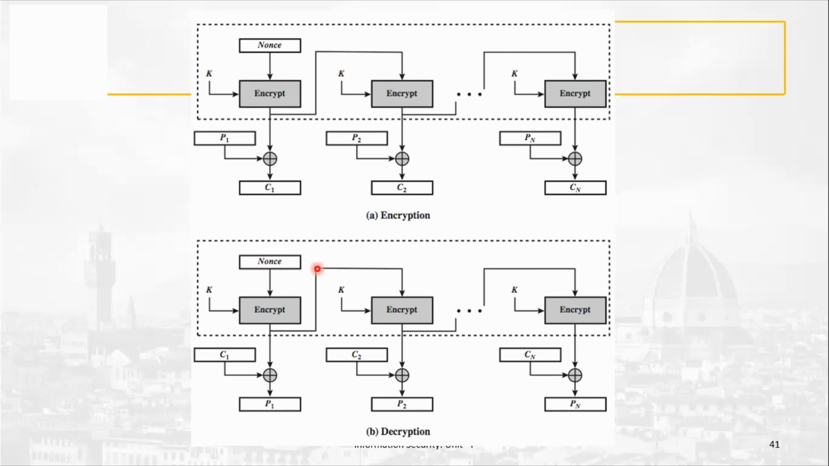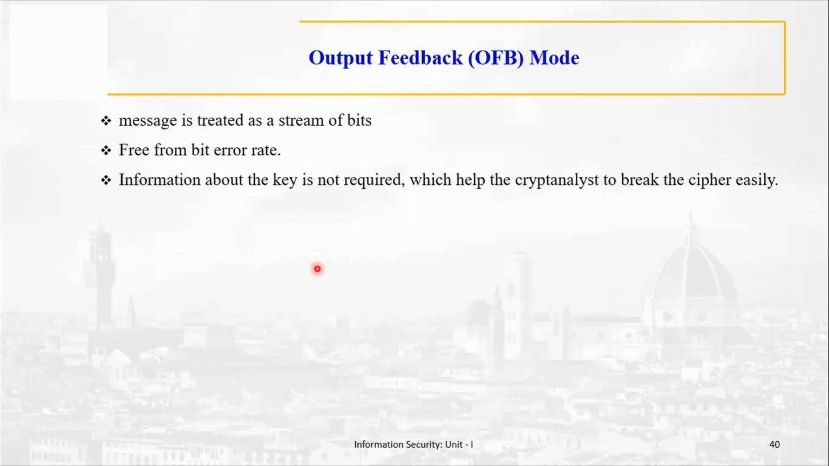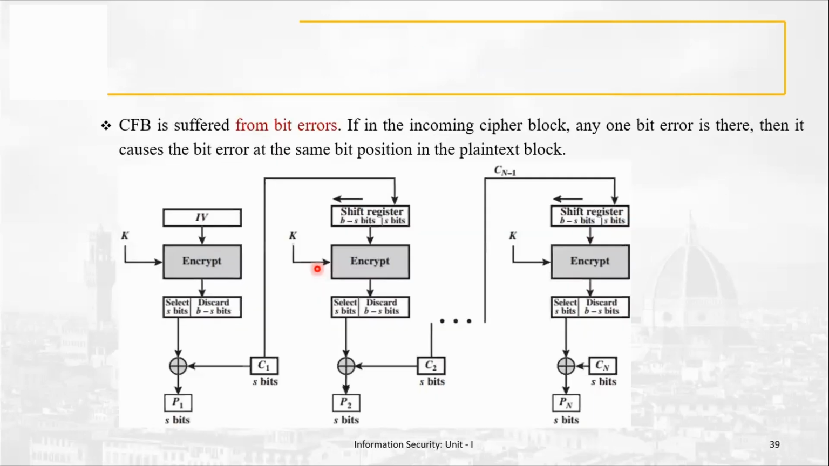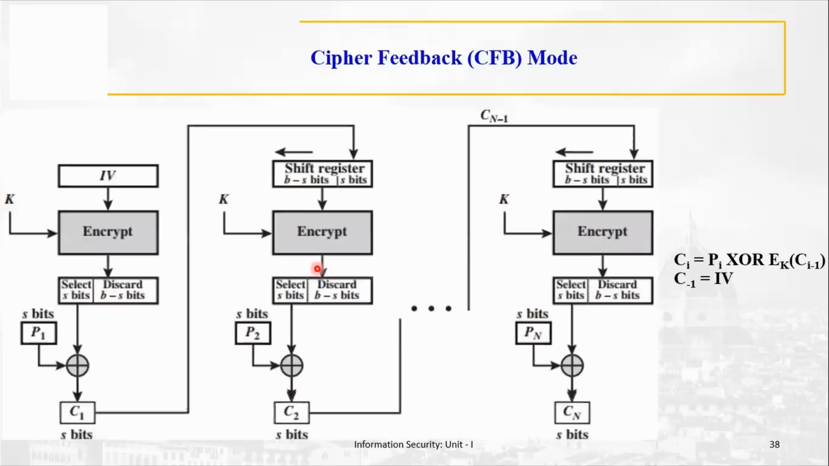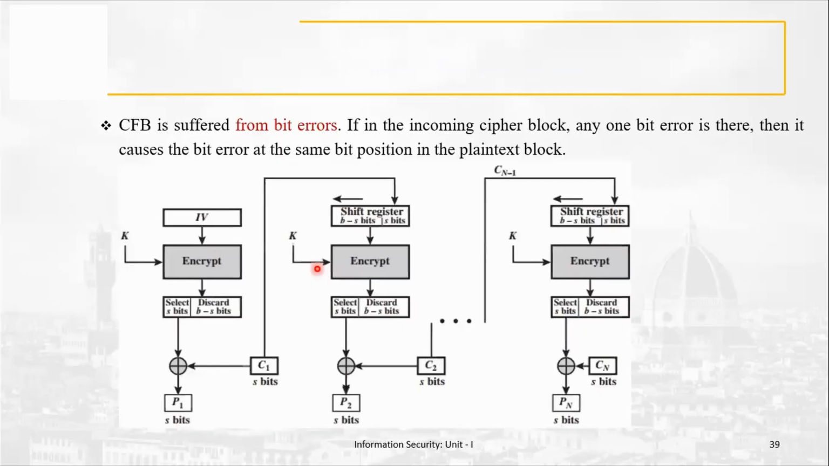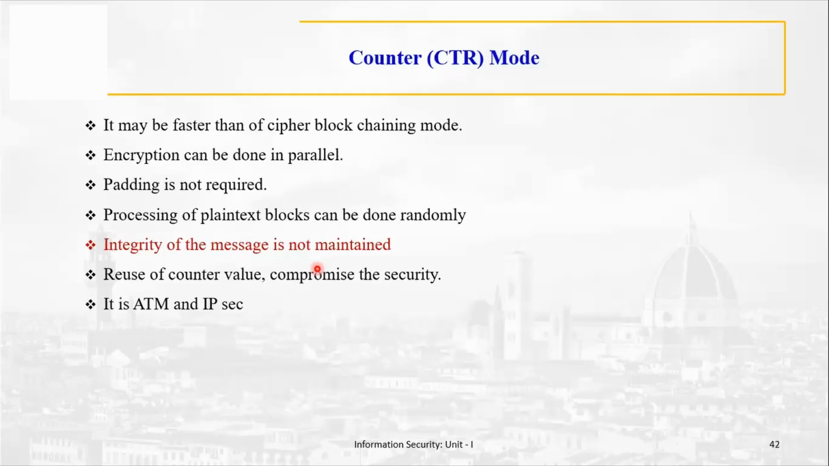It looks like a very similar structure, but output feedback mode, or OFB mode, is more secure and easier than the cipher feedback mode, that is CFB. Then the counter method is used.